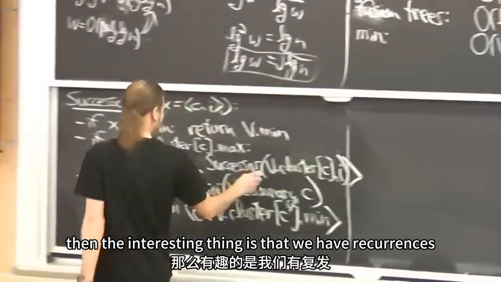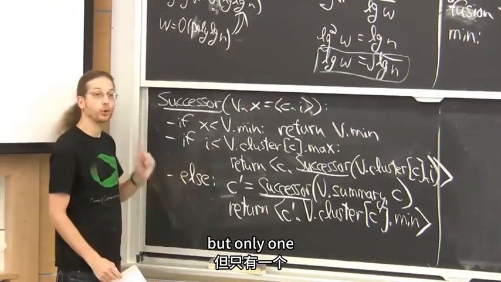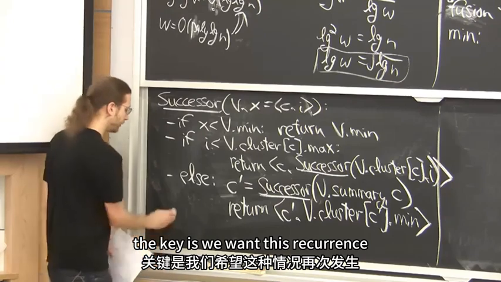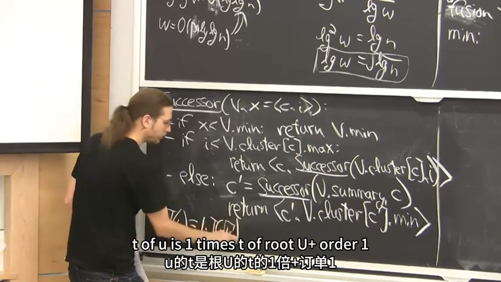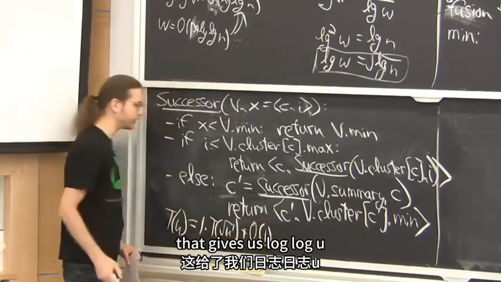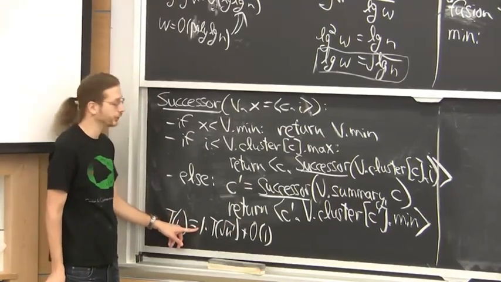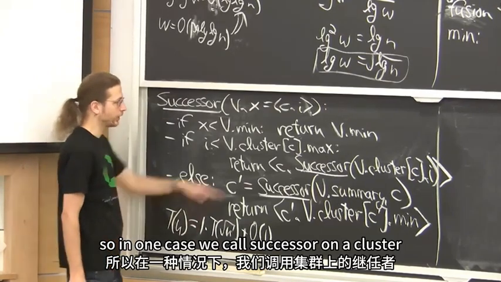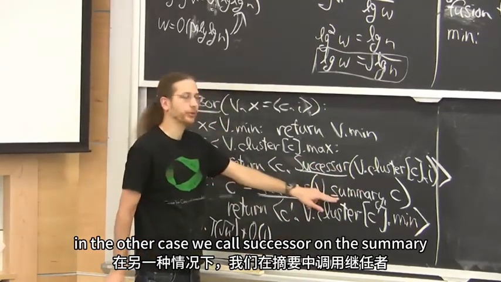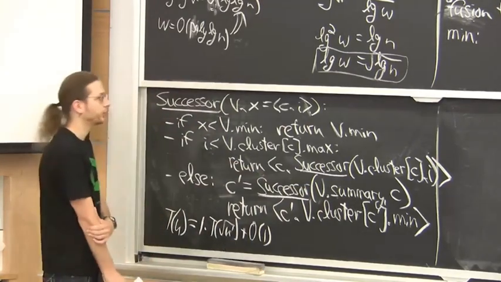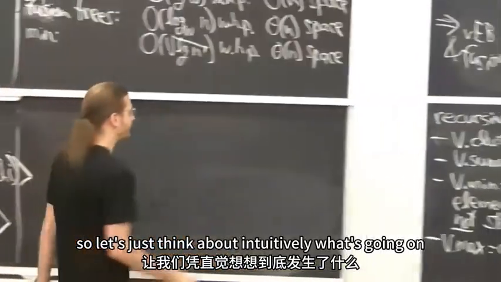Then the interesting thing is that we have recursions in both cases, but only one is taken. The key is we want this recurrence, T(U) = 1 times T(root U) plus order 1. That gives us log log U. If there was a 2 here, we would get log U, which is no good. We want the 1. So in one case, we call successor on a cluster. In the other case, we call successor on the summary structure. But we don't want to do both. Okay, so let's just think about intuitively what's going on.